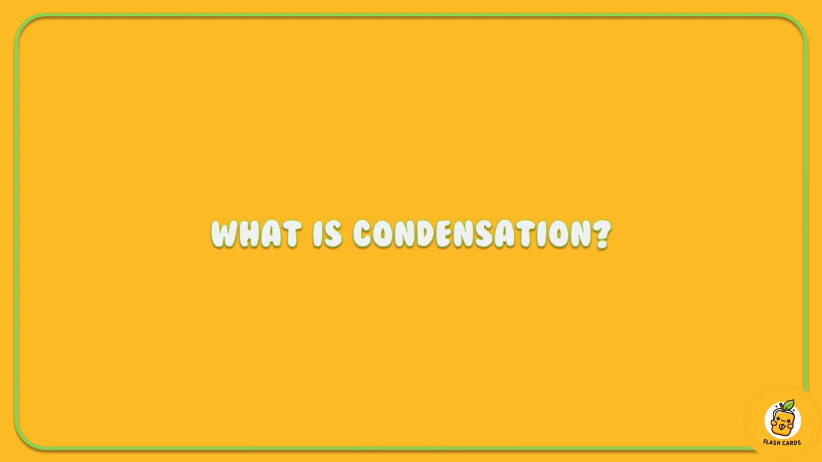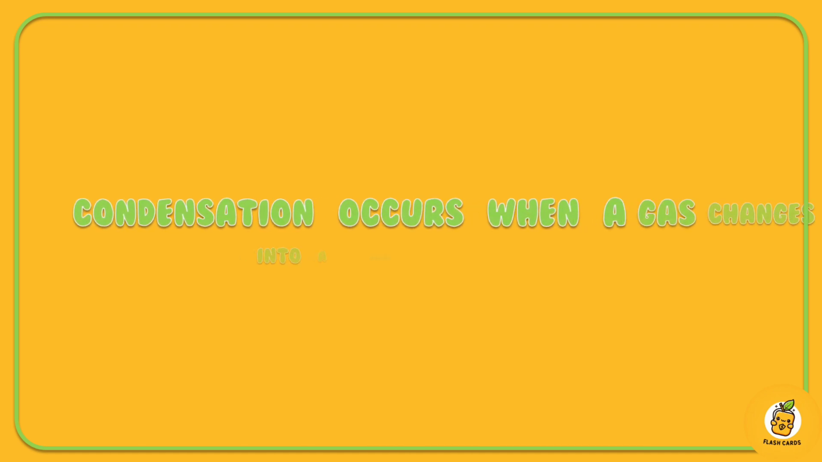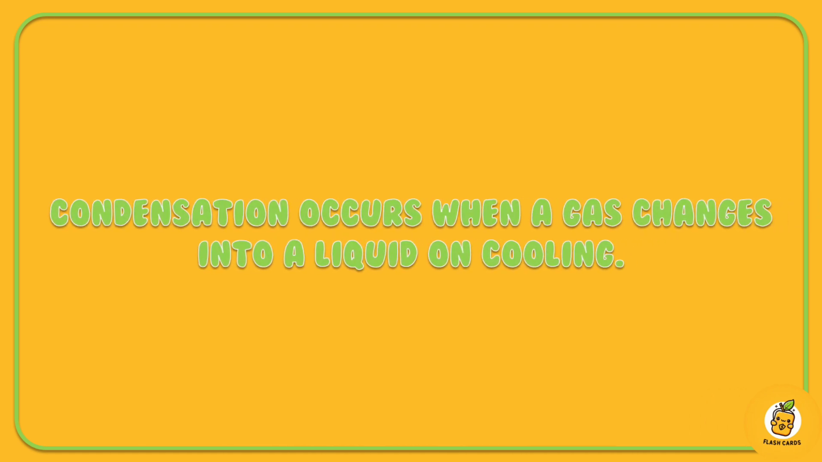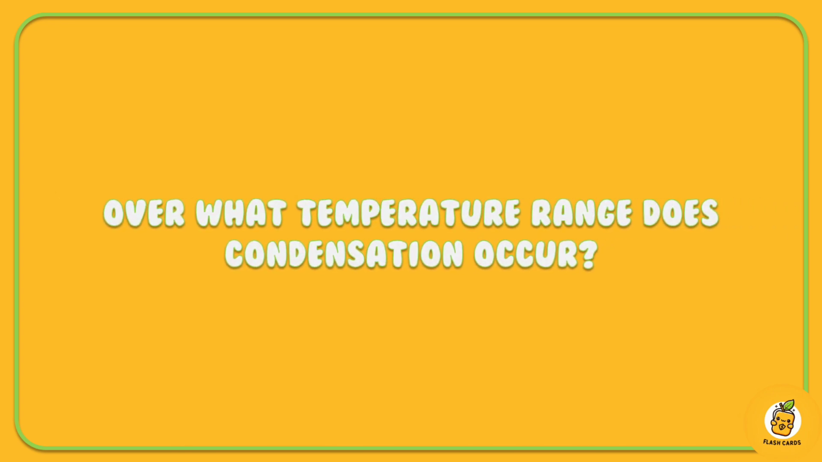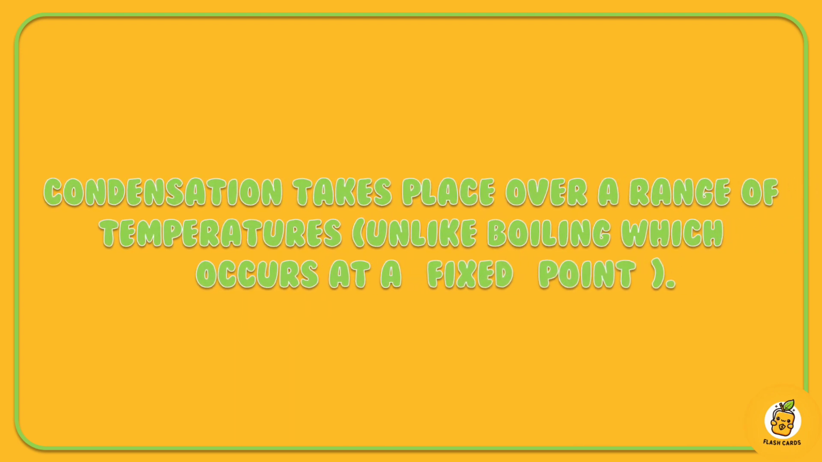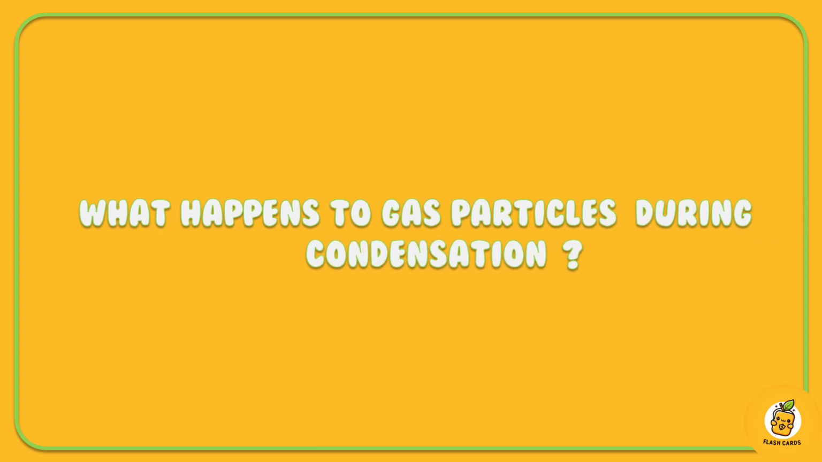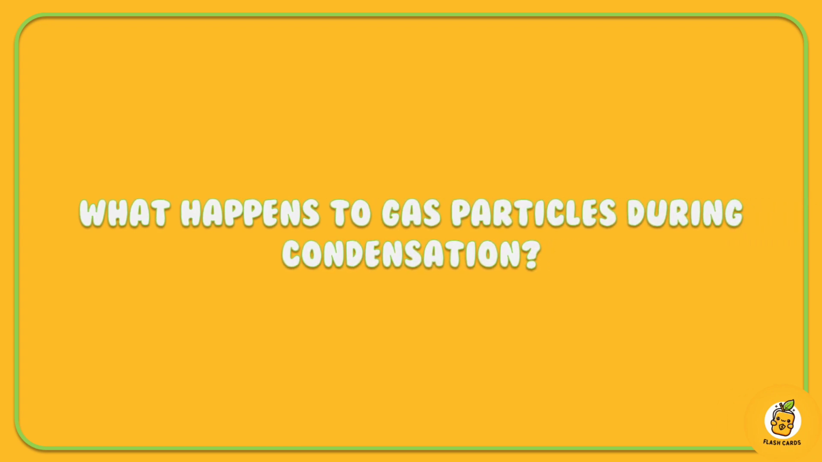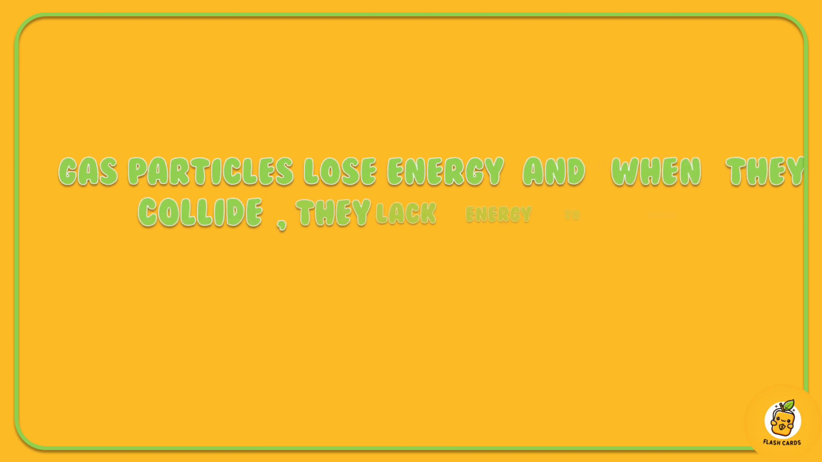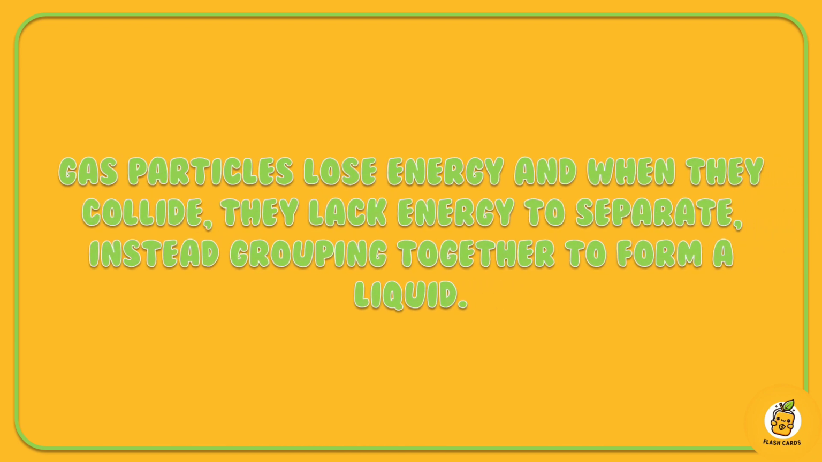What is condensation? Condensation occurs when a gas changes into a liquid on cooling. Over what temperature range does condensation occur? Condensation takes place over a range of temperatures, unlike boiling, which occurs at a fixed point. What happens to gas particles during condensation? Gas particles lose energy, and when they collide, they lack energy to separate, instead grouping together to form a liquid.